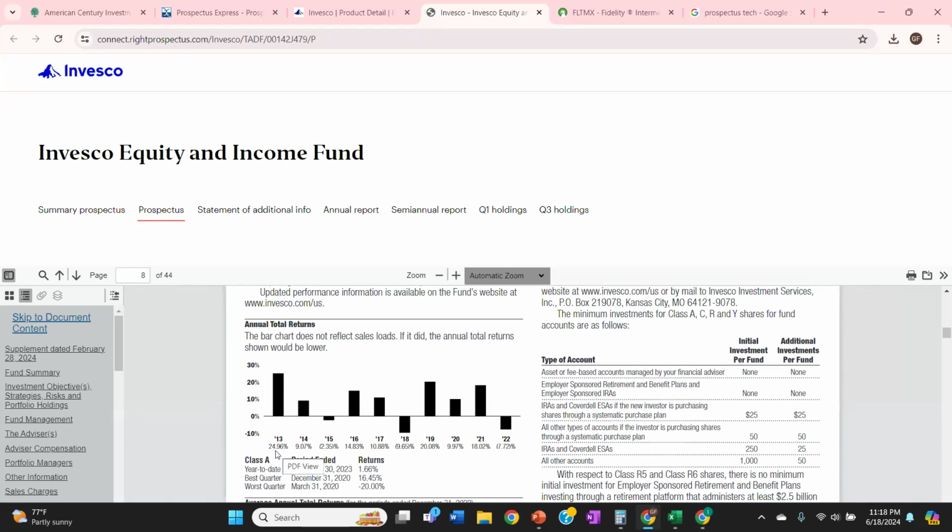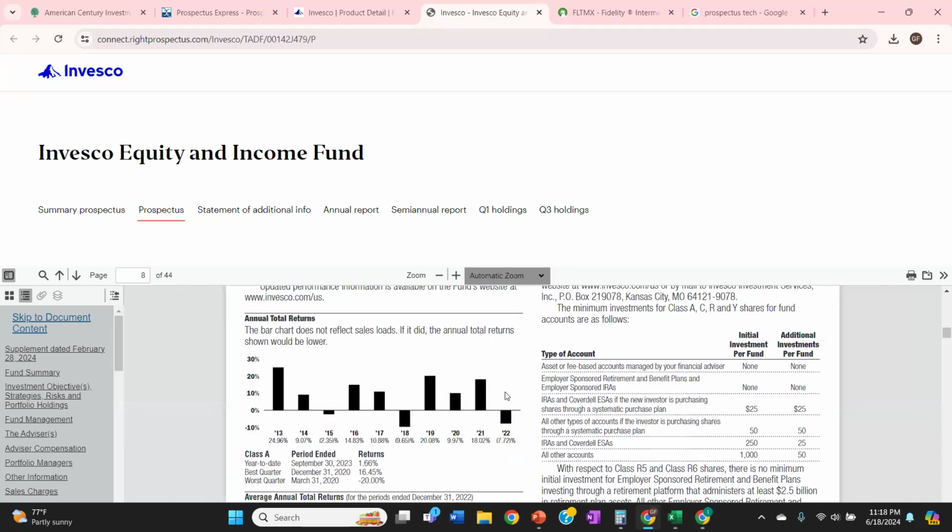Again, 10 years ago, 24.96, then to 9.07, then in 2015, negative 2.35. Then we're up to 14, up to 10, down to 9.65. Then we got three positive years, 20%, 9%, 18%. Then we had a negative year, as we've always seen, in 2022, negative 7.72%.